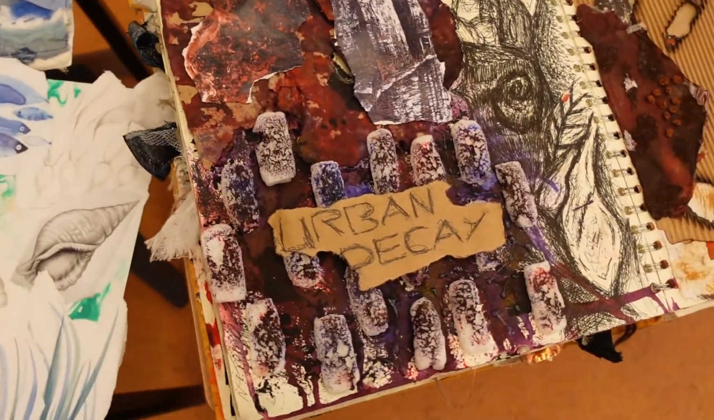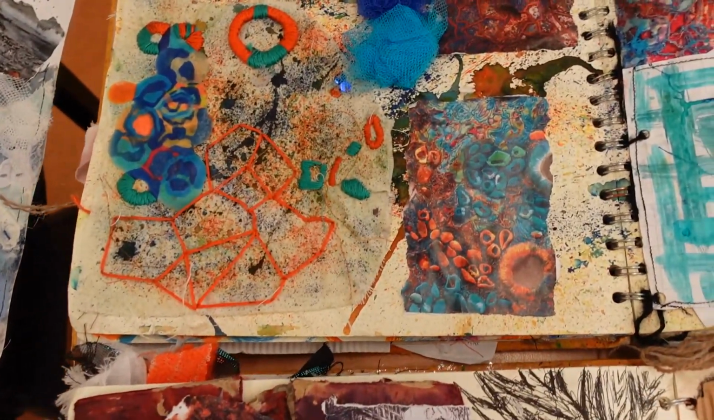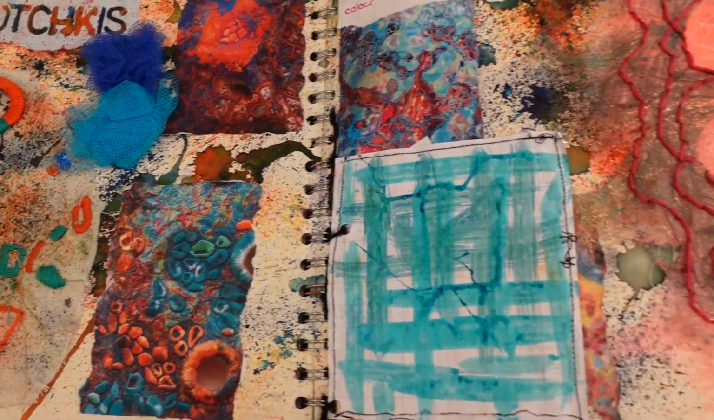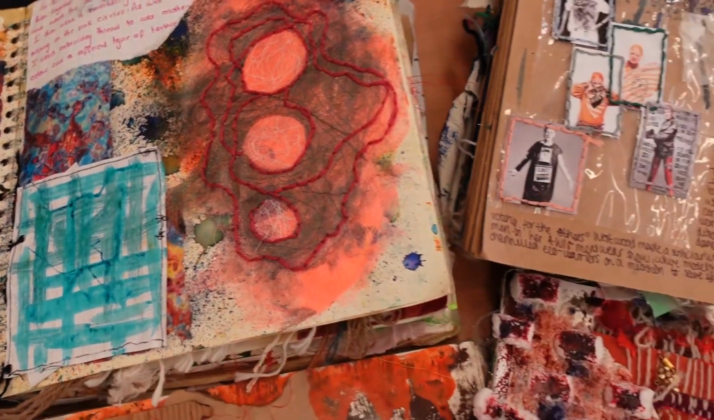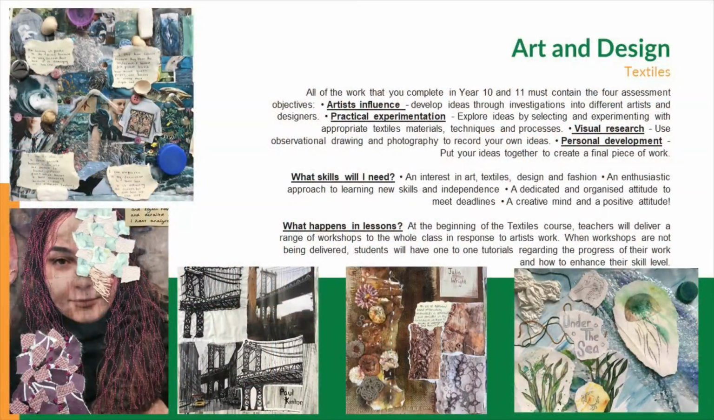Some of you may be wondering, what skills do I need to complete work in textiles? Well, first and foremost is an interest in art, textiles, design and fashion, because all of these skills are needed for the textiles subject. An enthusiastic approach to learning new skills, the confidence to work independently, and of course a creative mind and a positive attitude, as a lot of learning in textiles is through making, experimenting and exploring.